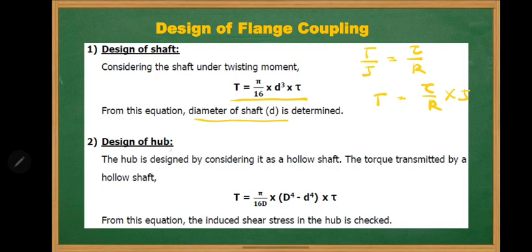Second step is diameter of the hub. In designing of the flange coupling, the hub is treated as a hollow shaft. Then the torque transmitted by the hollow shaft is given by T is equal to pi by 16 times capital D raised to 4 minus small d raised to 4, divided by capital D, multiplied by tau. These two equations are the equations of the strength of the shaft. This is for solid shaft and this is for hollow shaft.